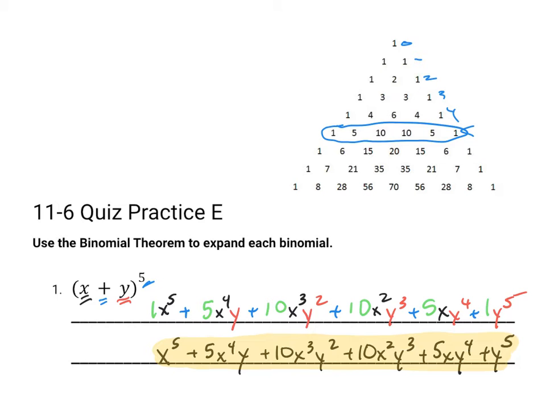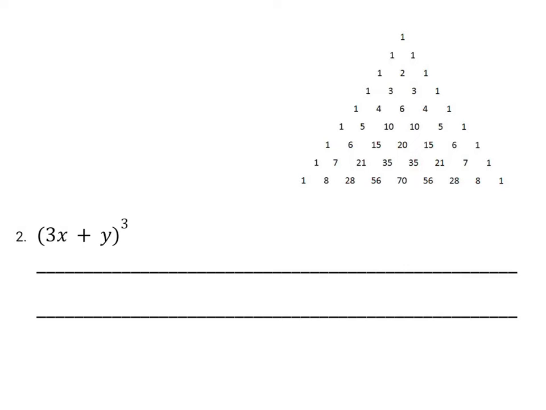The next one on our list is number 2, so let's take a look at that. Number 2, you'll see, is 3x plus y raised to the 3rd power. So we're going to count down to the 3rd row. Remember, this is 0, 1, 2, 3. So we want 1, 3, 3, and 1 for our coefficients. So I space those out, 1, 3, 3, 1. I know those are going to be the coefficients on my terms.